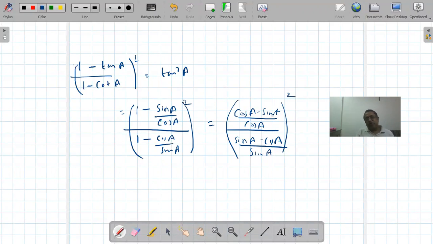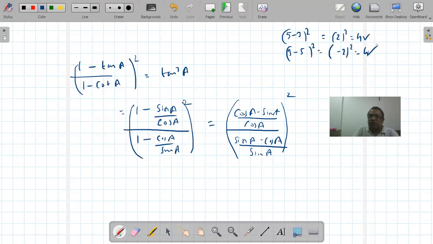Now cos A minus sine A and sine A minus cos A, when you square it, it is the same thing. Okay, 5 minus 3 whole square and 3 minus 5 whole square is the same, because this is going to come 2 square, which is 4, and 3 minus 5 is minus 2 whole square, that's also 4. So this will come same. There's no difference when you square it. Otherwise there's a difference: 5 minus 3 is 2 and 3 minus 5 is minus 2. But when there is a square, it doesn't matter.